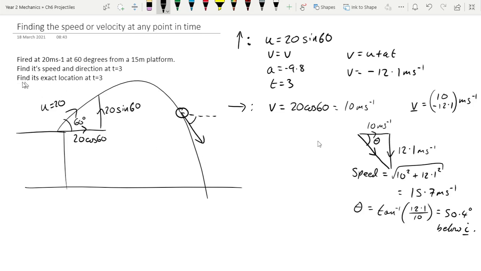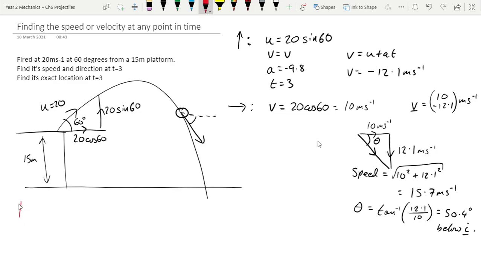The other thing to find is its exact location at t equals 3. I'll do this in a different colour. So we want to think more about a displacement now rather than the velocity. We should also remember that it started 15 meters up. That's going to be important here.